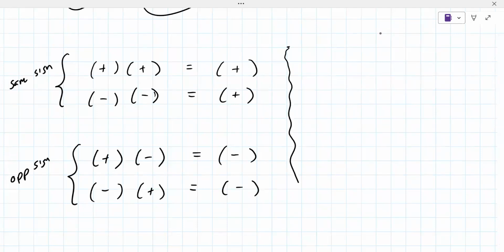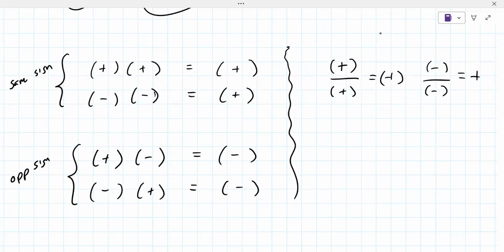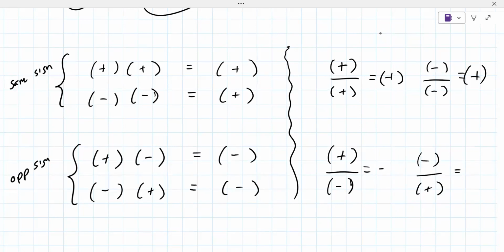So, if you think about division, a positive divided by a positive is going to give you a positive. A negative divided by a negative is going to give you a positive. But if there's a positive divided by a negative, or a negative divided by a positive, in both cases, you get a negative. So it's a lot of the same thing I wrote down.